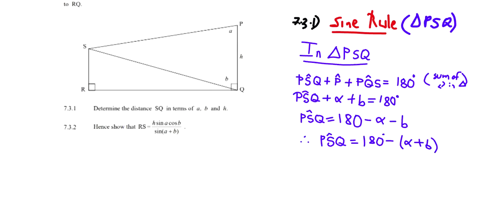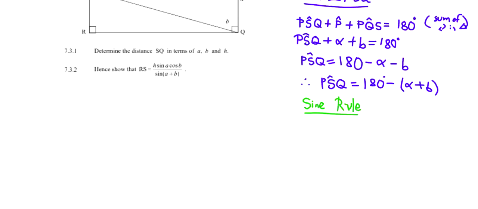And then we're going to use the sine rule now. After getting that, we're going to use the sine rule. So applying the sine rule simply means I'm going to say sine of angle P divided by SQ is equal to the sine of angle PSQ divided by PQ. It's very important that you know when we use the sine rule.